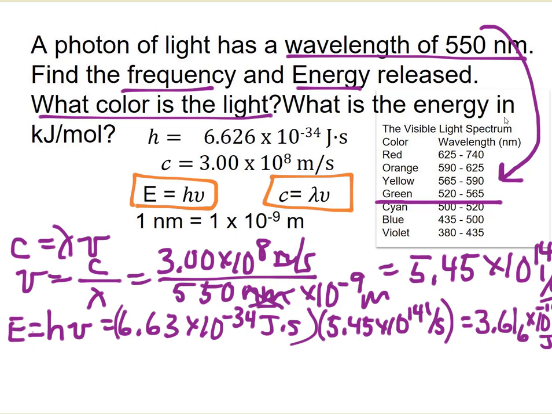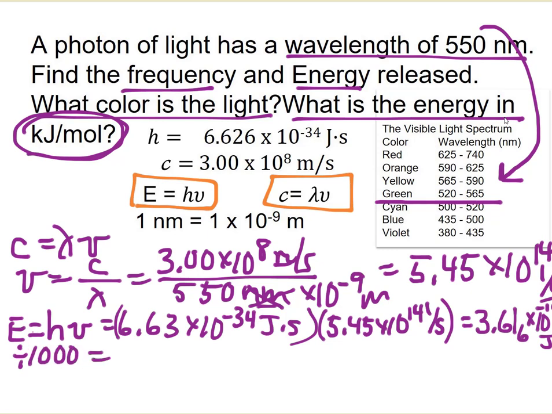The AP board loves to ask this question: what is the energy in kilojoules per mole? They like that unit. So notice my units are in joules now. To get to kilojoules, I'm going to divide by 1,000. Divide by 1,000. So that's going to give me 3.616 times 10 to the minus 22. And then I'm going to set up a little ratio. So this is how many kilojoules for one particle.